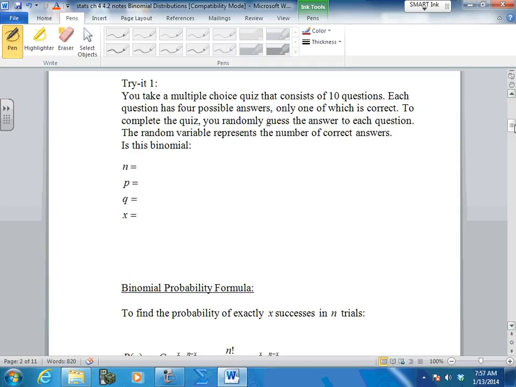Okay, you take a multiple choice quiz that consists of 10 questions. Each question has 4 possible answers, only one of which is correct. To complete the quiz, you randomly guess the answers to each question. The random variable represents the number of correct answers. Is this binomial? Yes. No. How many say yes?